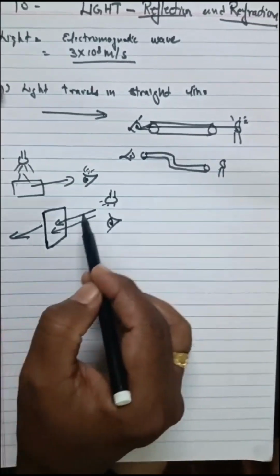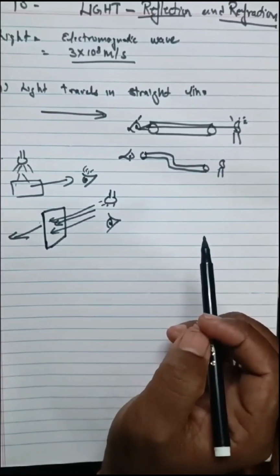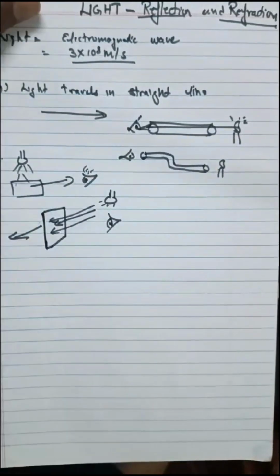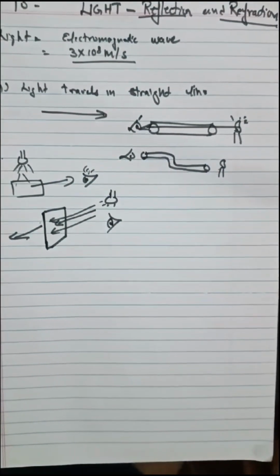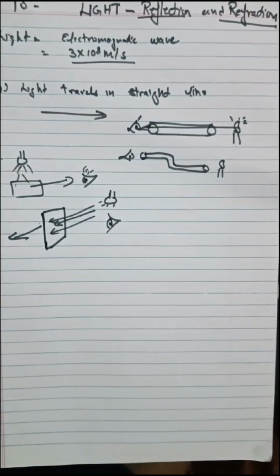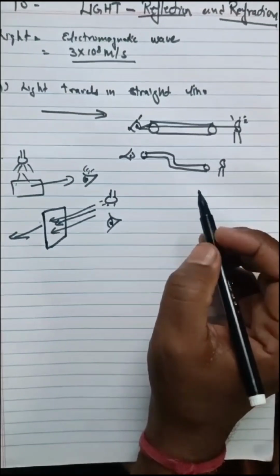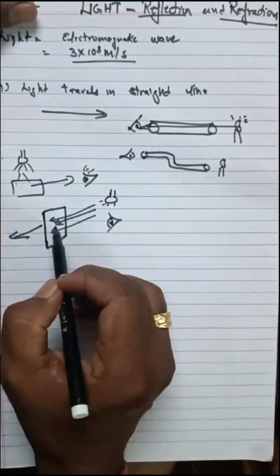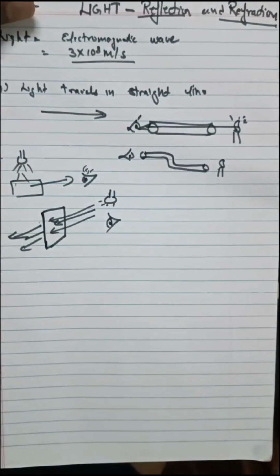When a light source emits light, it doesn't send a single beam, a single ray of light. It sends a bundle of light rays, which we may call a beam, or multiple light rays. These are all sent, and all of them just pass through the glass.